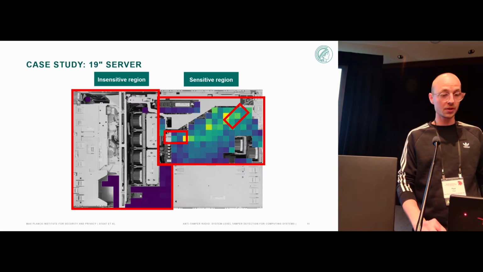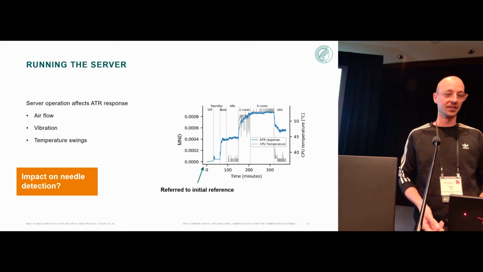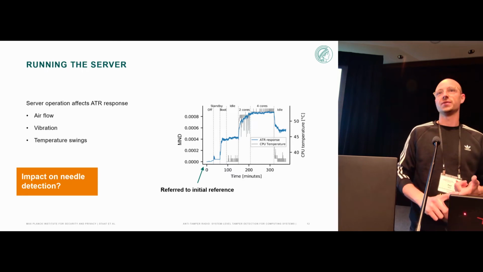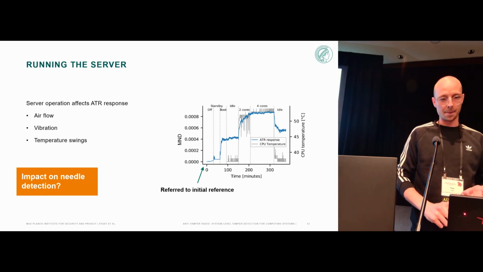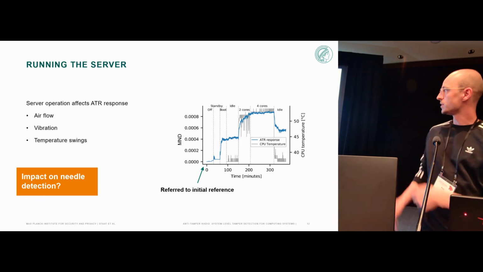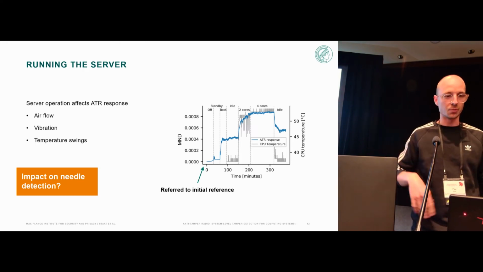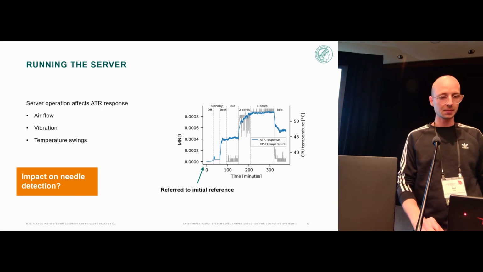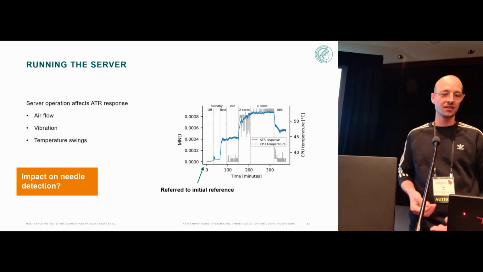In this experiment, by the way, the server was turned off. When we turn the server on, this affects the measurement severely. When we turn the server on, there is airflow, there is vibration, there are significant temperature swings due to CPU load variations. And we can already see from these MND curves that it perturbs the measurement, because there is some dissimilarity indicated. So the question now is, how does this noise affect the detectability of the needle?